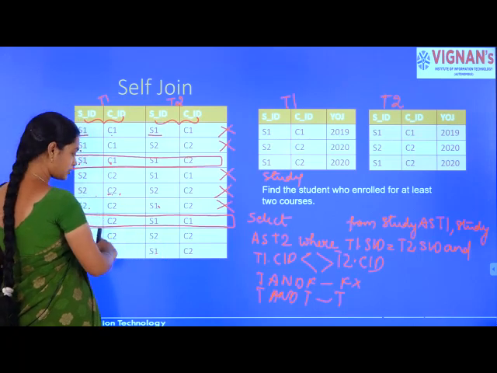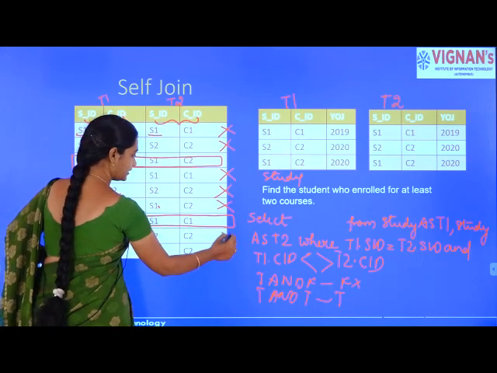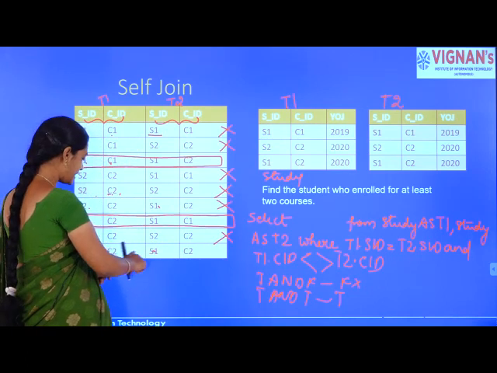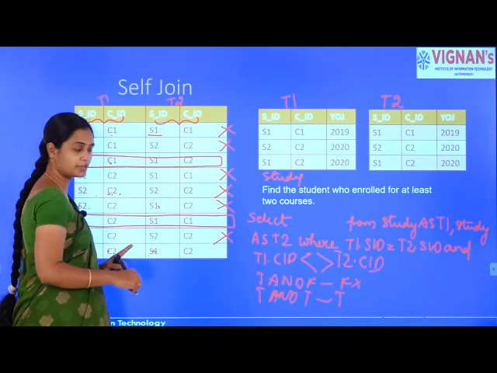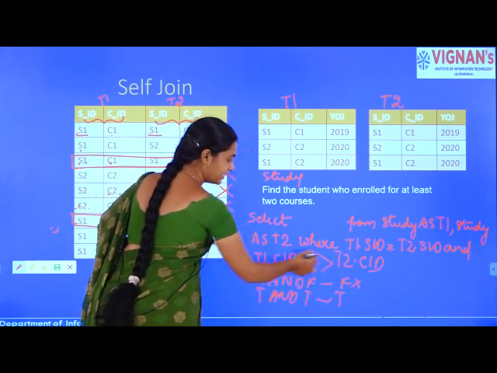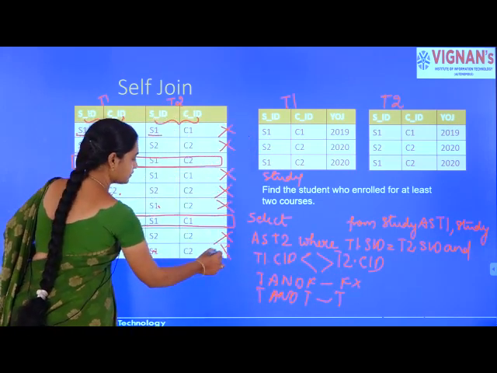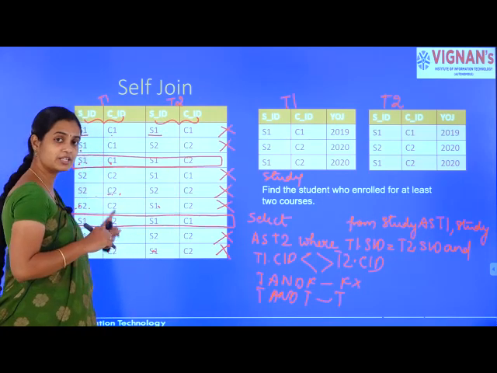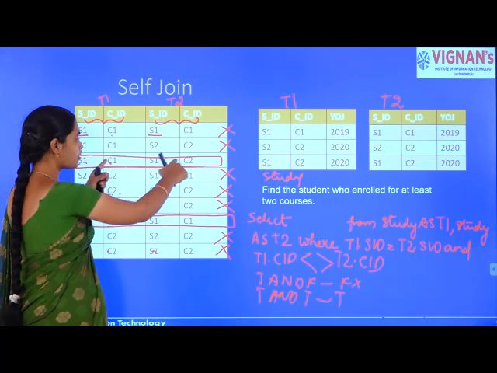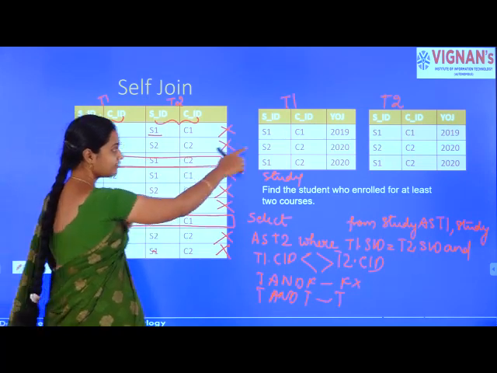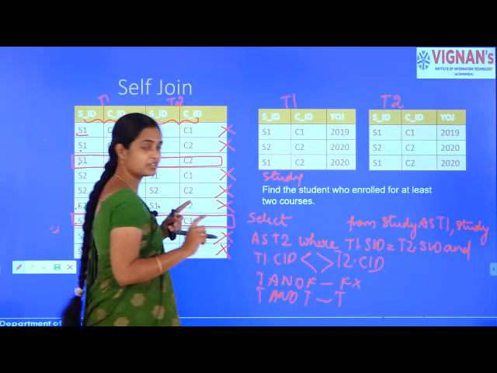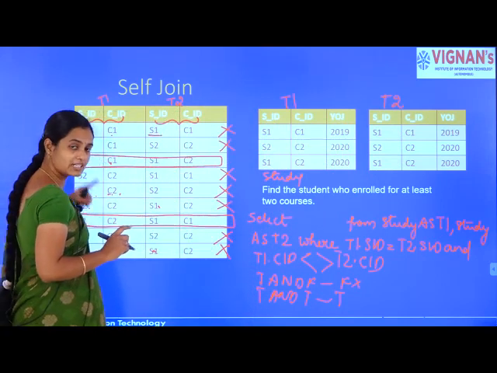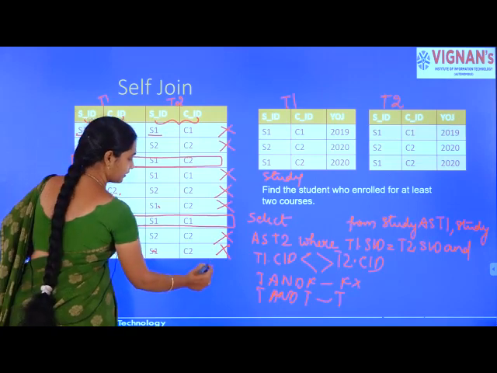The next one. So S1 is not equal to S2. This is simply ignored. Again S1 is equal to S1 as well as C2 is equal to C2. But which condition do I need to check? This should not be equal. So simply I will ignore. So how many students are there whose courses are not equal? C1 should not be equal to C2. So when you write this, how many students did we get? What is the data we got? Only S1.